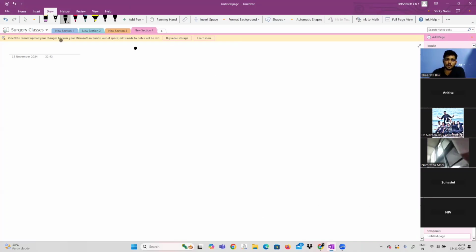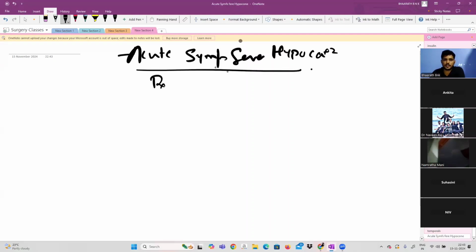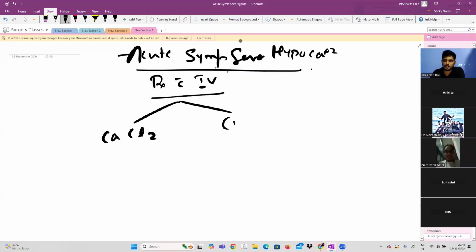So if the patient has got acute symptomatic severe hypocalcemia, in such patient, you initiate IV treatment, right? IV treatment can be in the form of calcium chloride. It can be in the form of calcium gluconate. So this calcium chloride contains 3 times more calcium than that of a calcium gluconate.